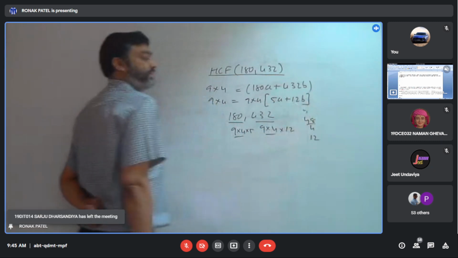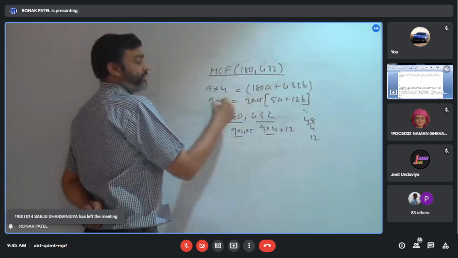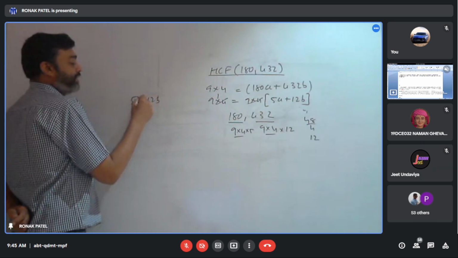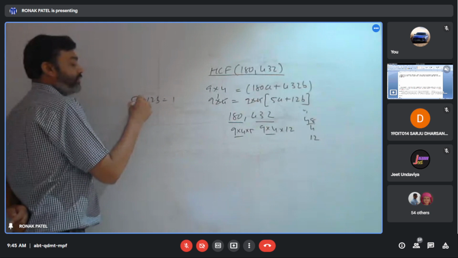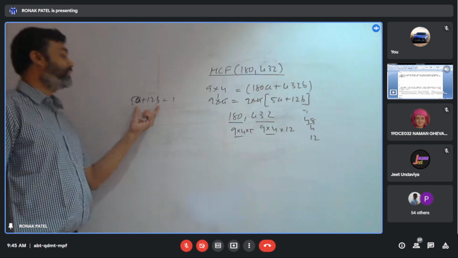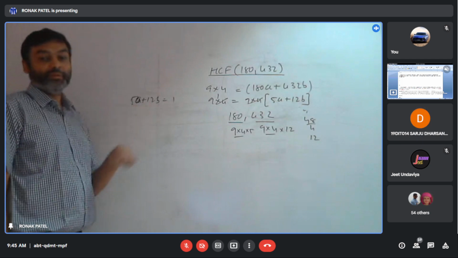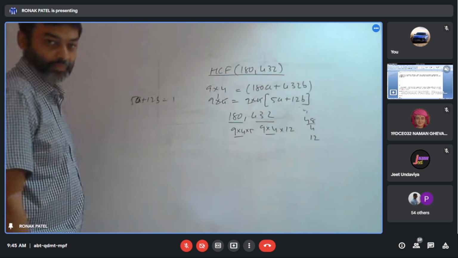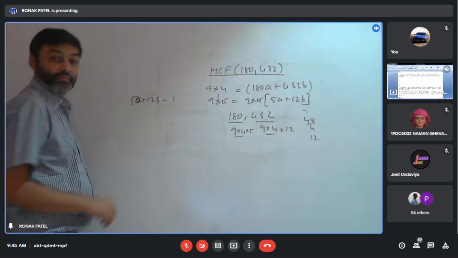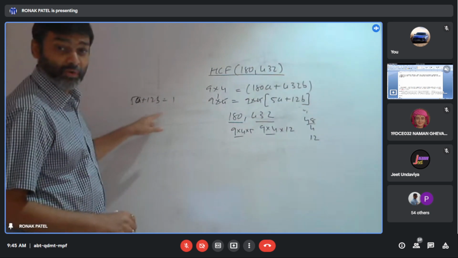Are you clear with this? I will take HCF common, I will cut this. That means 5a plus 12b should be equal to 1. Now can you identify two numbers such that 5a plus 12b will be 1? So if I just take the multiple of 5 nearest to the multiple of 12 such that it is either 1 more or 1 less than 1.